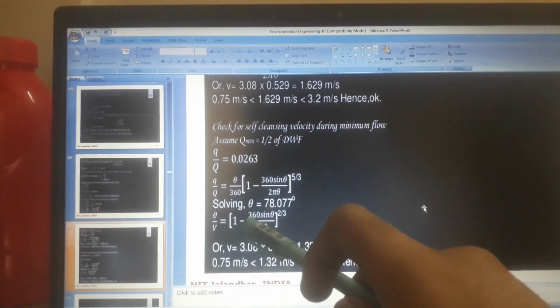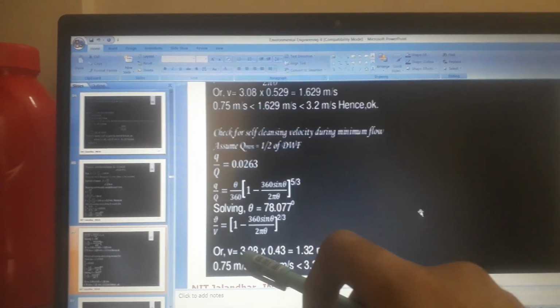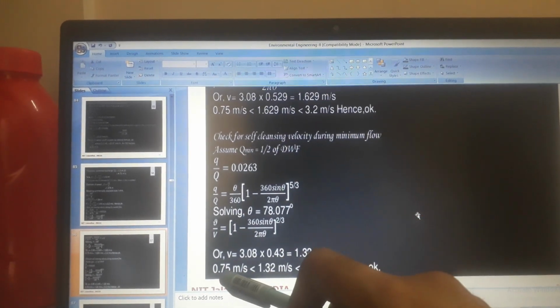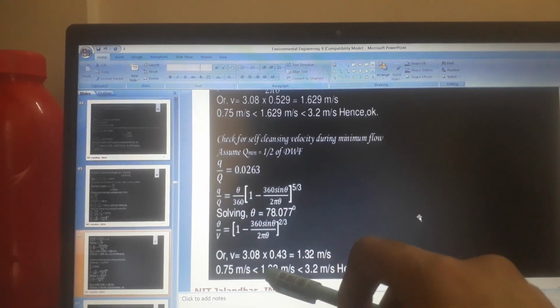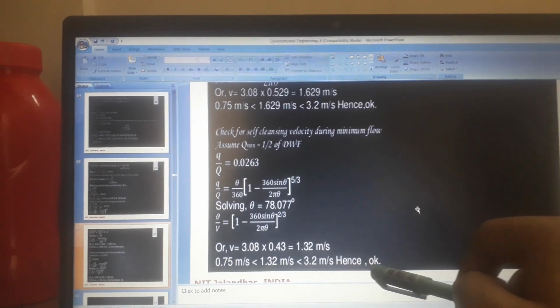Small v by capital V is equal to 1 minus 360 sin theta by 2 pi theta whole raised to 2 by 3, or V is equal to 3.08 into 0.43 is equal to 1.32 meter per second. 0.75 meter per second less than 1.32 meter per second less than 3.2 meter per second. Hence okay.